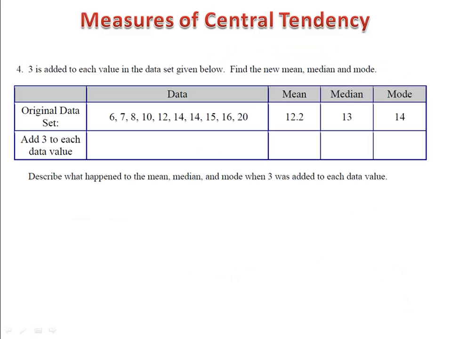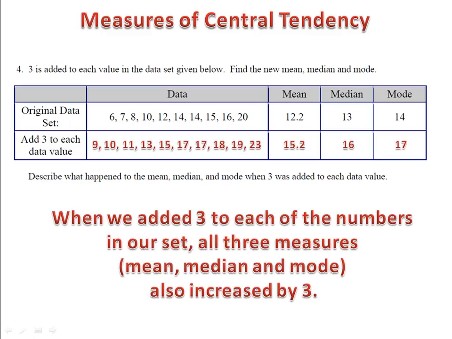In example 4, we have a set of data. They say that we're going to add 3 to each one. 6 becomes 9, 7 becomes 10, 8 becomes 11, and so on and so forth. What happens to the mean, the median, and the mode? Well, notice here when I calculate my new numbers, the mean is 3 higher, the median is 3 higher, and the mode is also 3 higher. When we added 3 to each of the numbers, all three of the measures also increased by 3.